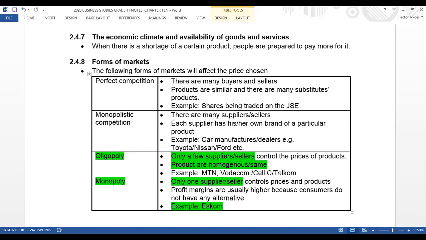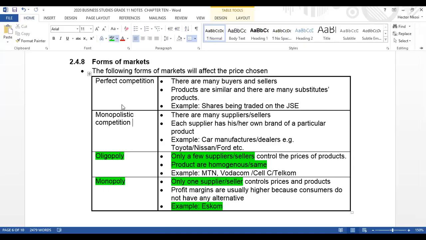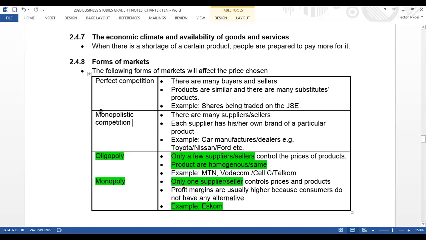Now, after this we are moving to monopolistic competition. Monopolistic competition is another form of market. There are many suppliers or sellers. Each supplier has his or her own brand of a particular product. For example, car manufacturers or car dealers.